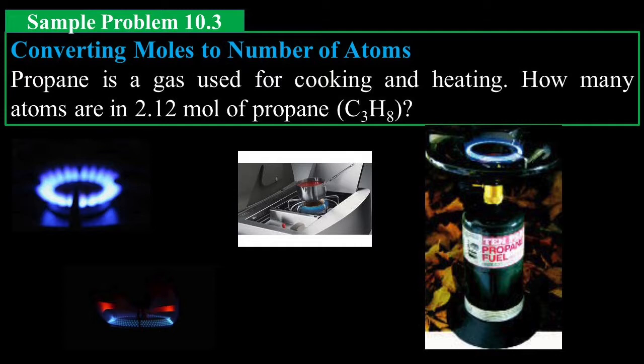Propane is a gas used for cooking and heating. How many atoms are in 2.12 moles of propane? Well, I know I would get the number of molecules, which would be 2.12 times the quantity 6.02 times 10 to the 23rd, and then multiply that by 11. And that's essentially what I would do. So let's go on to the next one. But you guys, you want to continue to watch this.